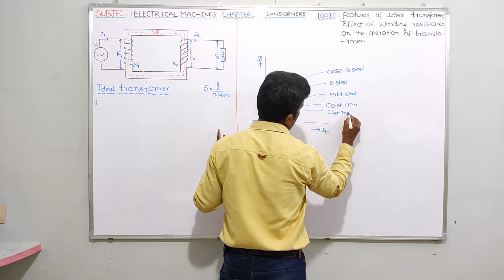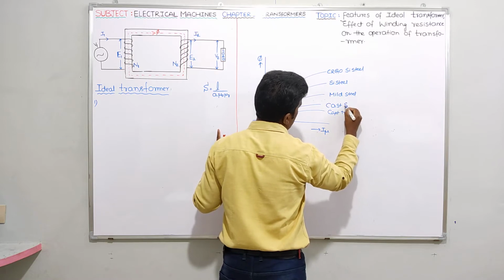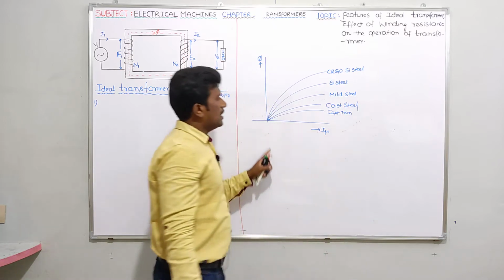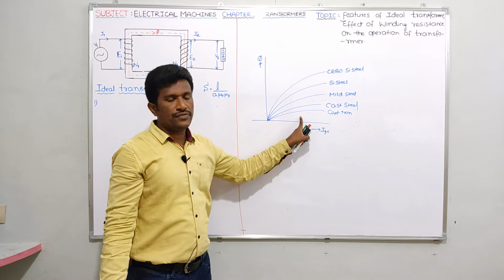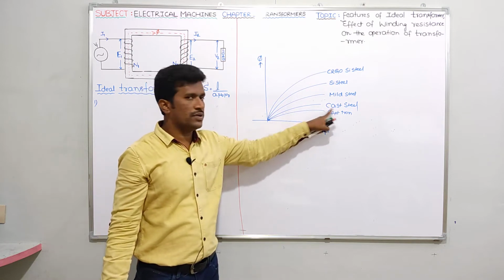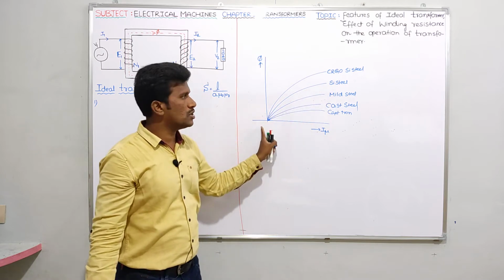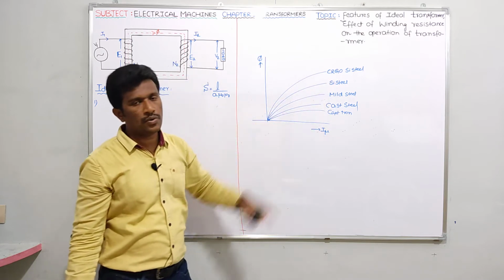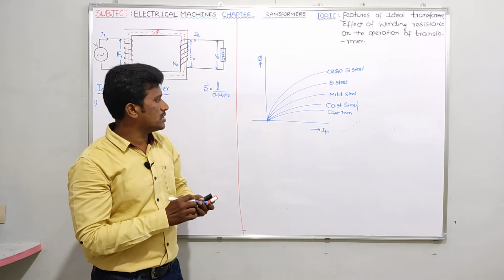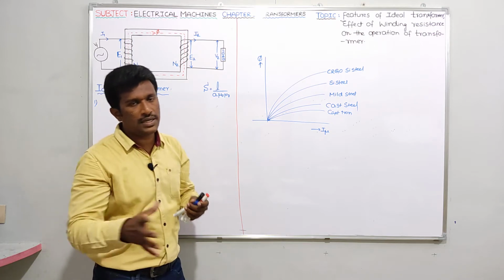Cast steel means this one. If the transformer core is made up of cast iron, this is the graph. If the transformer core is made up of cast steel, this is the graph. If it is made up of mild steel, silicon steel, or CRGO silicon steel, this is the graph we are going to have. Nothing but the φ versus I_mu graph for different types of materials.